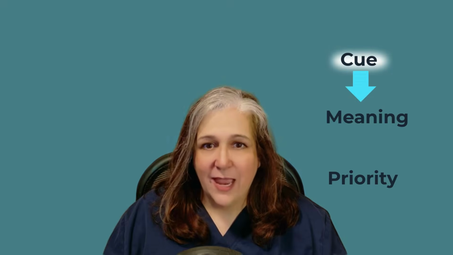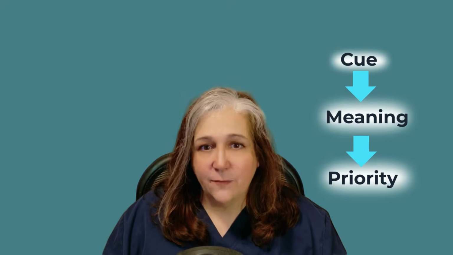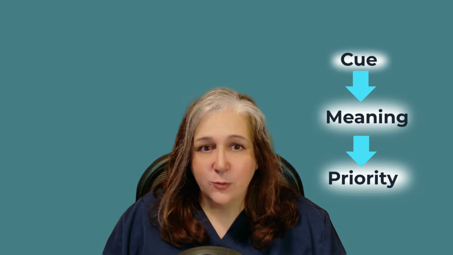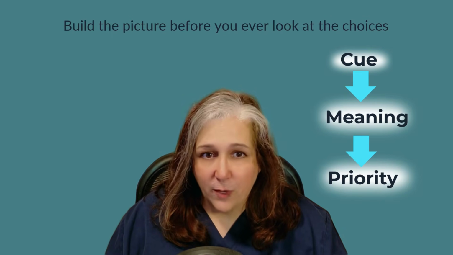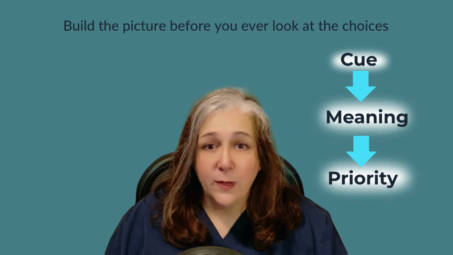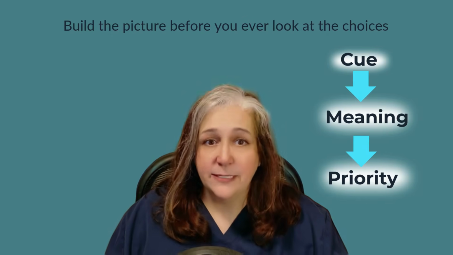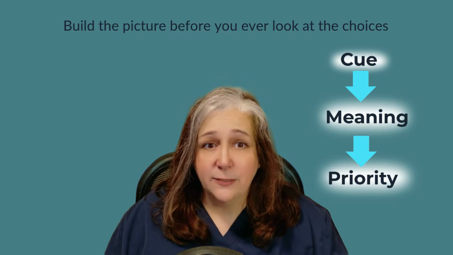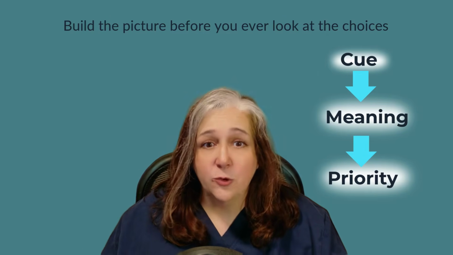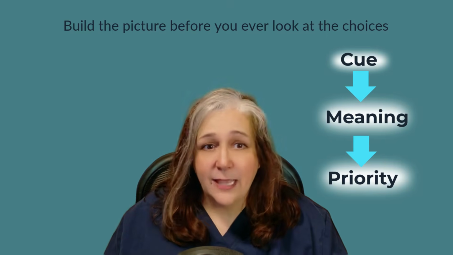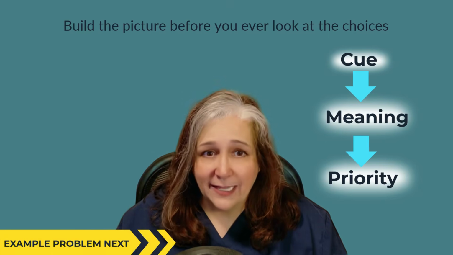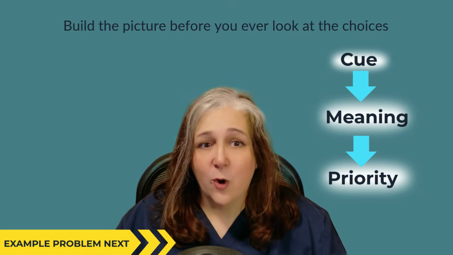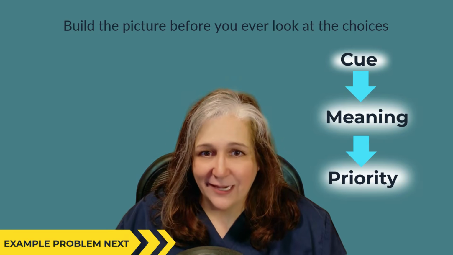Now that you have the three core steps, recognizing the cue, analyzing what it means, and identifying the highest risk concern, this is where the question starts to make sense. These steps give you a clear picture of what's happening with the client before you even look at the question prompt. This is the foundation. The answer choices feel more manageable now because you're looking at them through a clinical lens, not scrambling to guess what the test wants. And to show you exactly how this works, we're going to walk through a real exam style question together next.